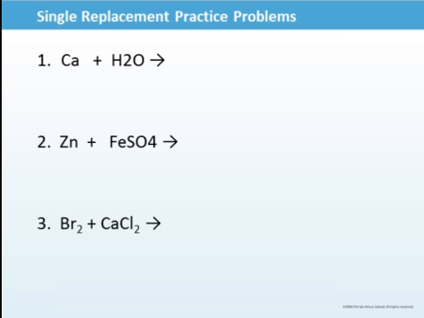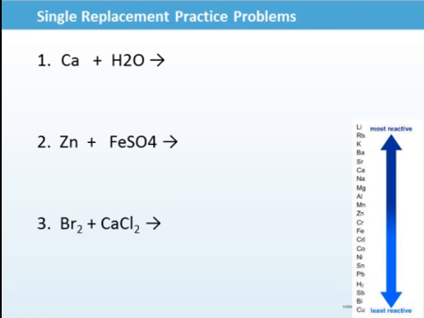Let's do some practice. Our first example is going to be calcium plus water. Remember, these are single replacement reactions, so we must look at the activity series. We must look to make sure that calcium is higher than hydrogen in order to actually have a reaction occur. So let's look at the activity series. We see calcium, we see hydrogen way down here, so that means this will occur.